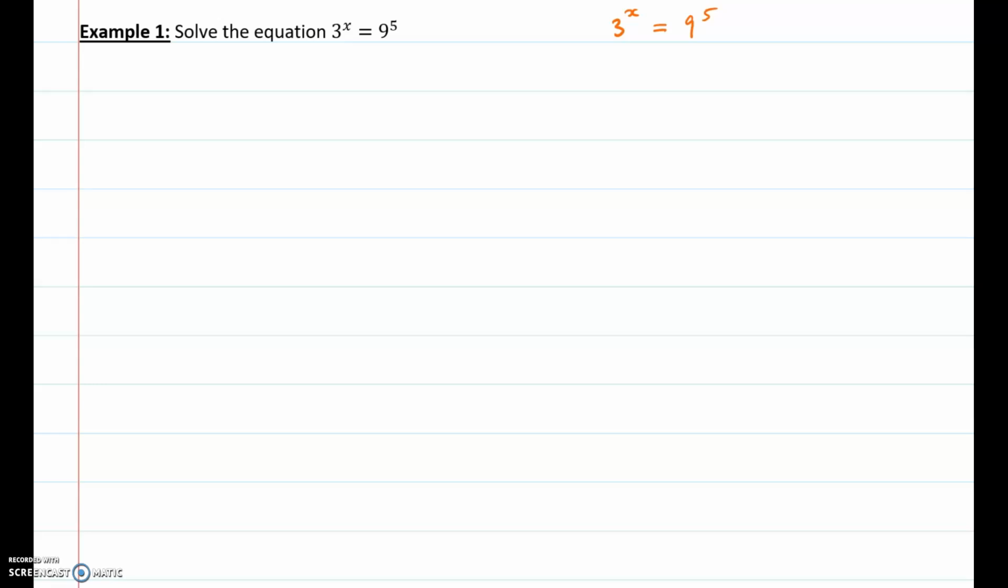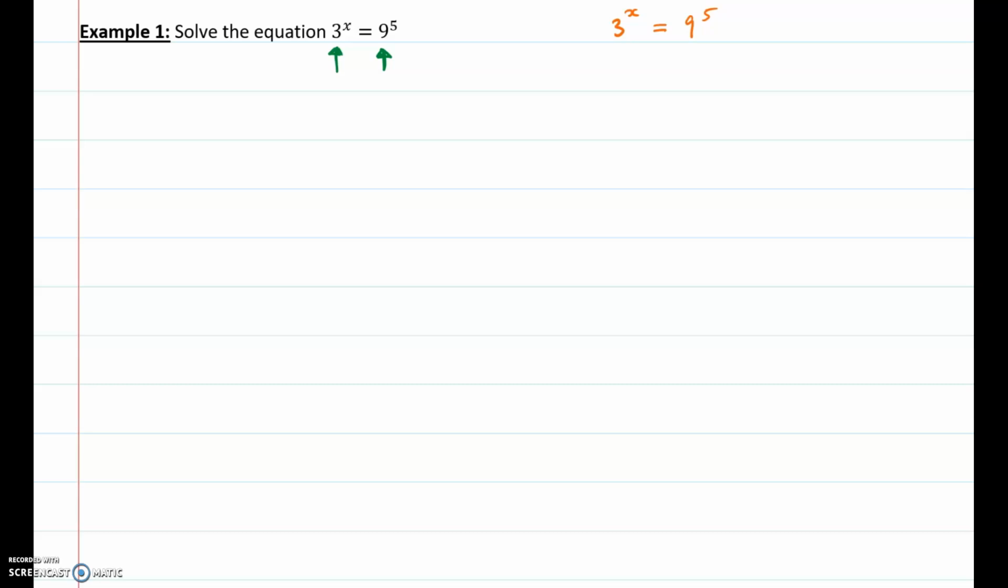And the reason that we can do this is because both 9 and 3 can be written as powers of the same number. Both of them, both 3 and 9, can be written as powers of 3. And that's the condition that we're looking for to allow us to do these. So both these bases, 3 and 9, are called the bases. Both bases must be able to be written as powers of a single number. Okay, so what we're going to do is write both 3 and 9 as powers of 3.